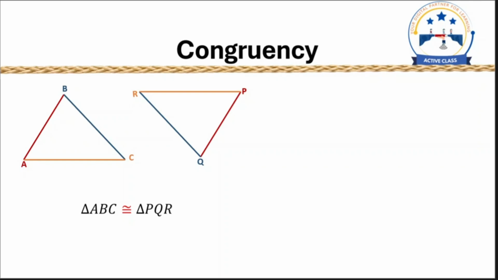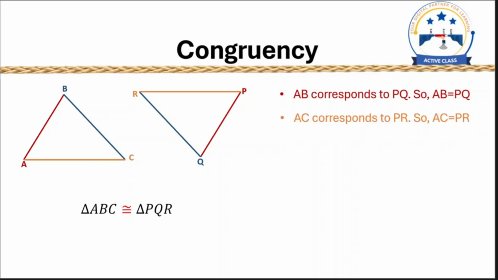So between these two triangles, let's write the corresponding sides. Can you tell me the three pairs of sides that match up perfectly when overlapped? Great. AB corresponds to PQ. That means they overlap perfectly. Likewise, AC corresponds to PR. That means AC matches up to PR and BC corresponds to QR.